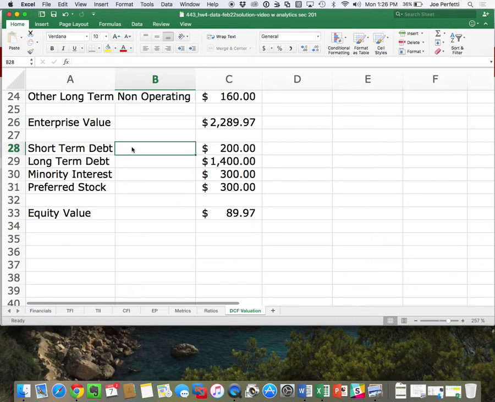What do you think about that equity value? Doesn't it look kind of low? I mean, the company is not worth very much. It's $89.97. Why is the company not worth that much? Okay, so they have a lot of debt. That's half of it. What's the other half of why they're not worth that much?